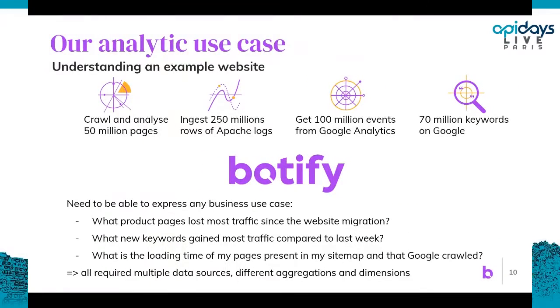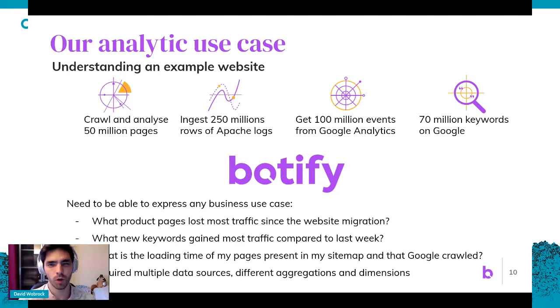So here are some examples of what product pages are losing most traffic since my migration, what new keywords are trending and gaining most traffic compared to last time, what's the average loading time of my pages, for pages present in my sitemap and that are crawled. So some very, very business-specific use cases. And all these use cases are requiring to query one or multiple data sources. They're going to do different aggregations, different dimensions. So there's a huge flexibility on what we want to achieve.